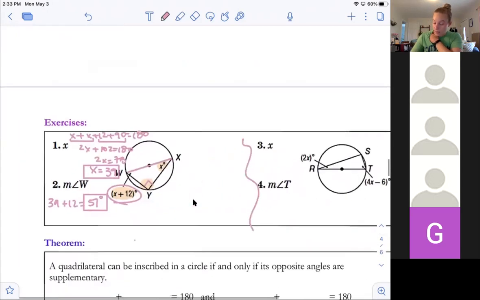All right, take a second, look at 3 and 4 on your own. I'm going to jump in with you in a second. Try 3 and 4 on your own.